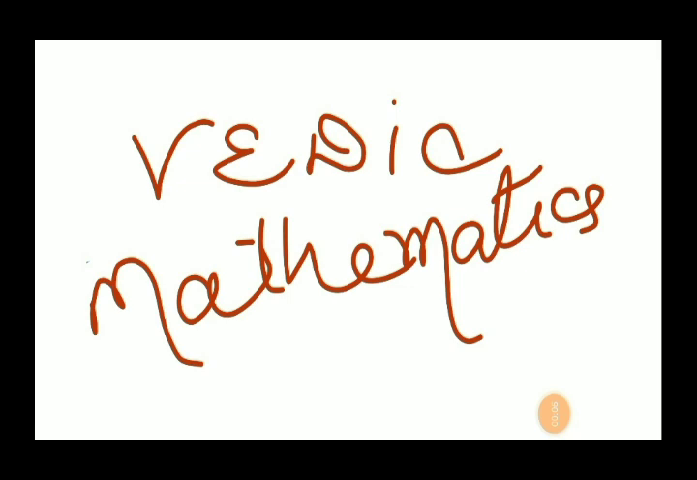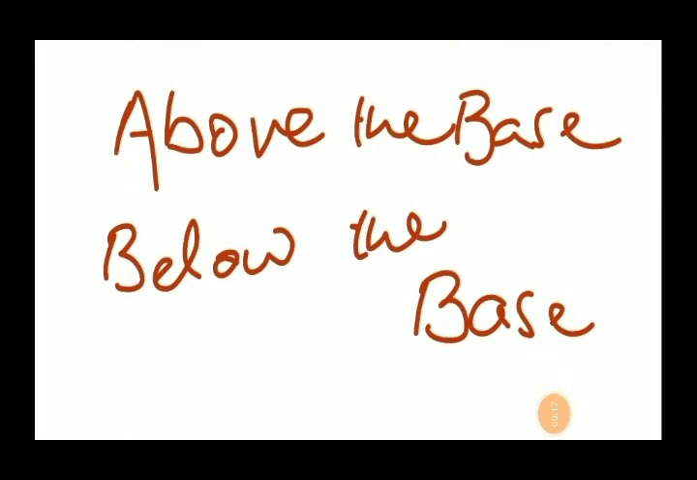As we were doing the multiplication, we did the multiplication when both the numbers were above the base and then when both the numbers were below the base. Now in this video I am going to tell you the multiplication when we are having one number above the base and another below the base. Like if I want to multiply 108 with say 94.